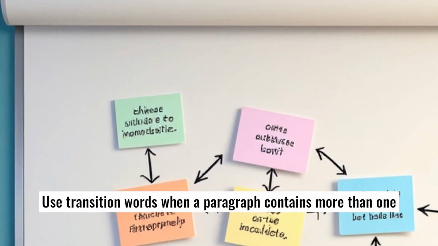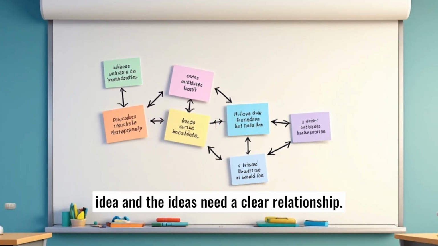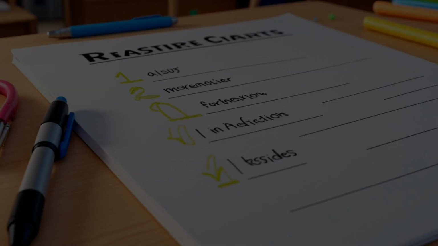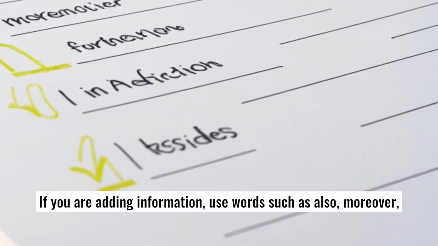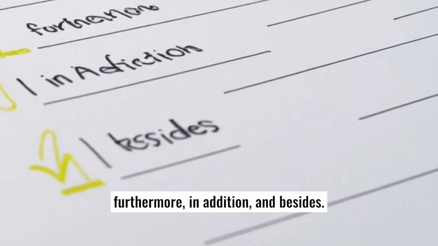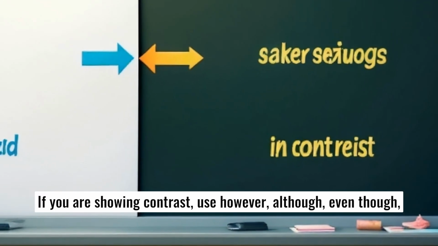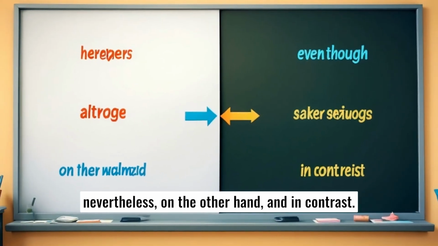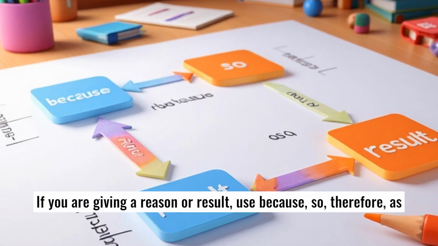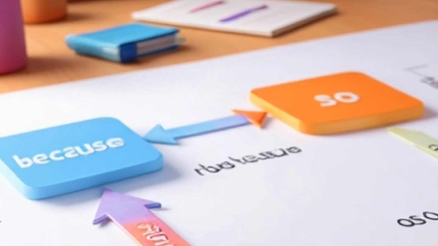Use transition words when a paragraph contains more than one idea and the ideas need a clear relationship. If you are adding information, use words such as also, moreover, furthermore, in addition, and besides. If you are showing contrast, use however, although, even though, nevertheless, on the other hand, and in contrast. If you are giving a reason or result, use because, so, therefore, as a result, and thus.